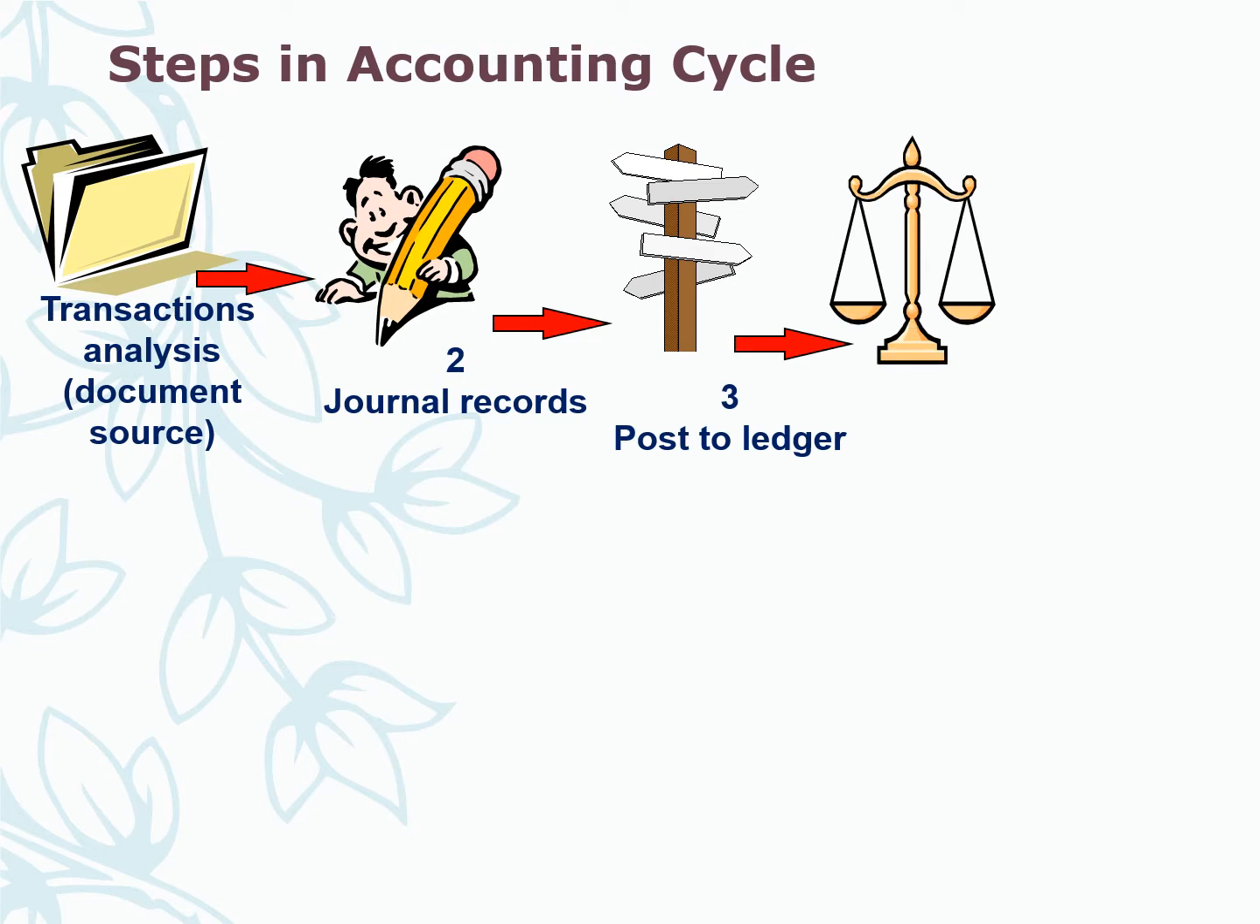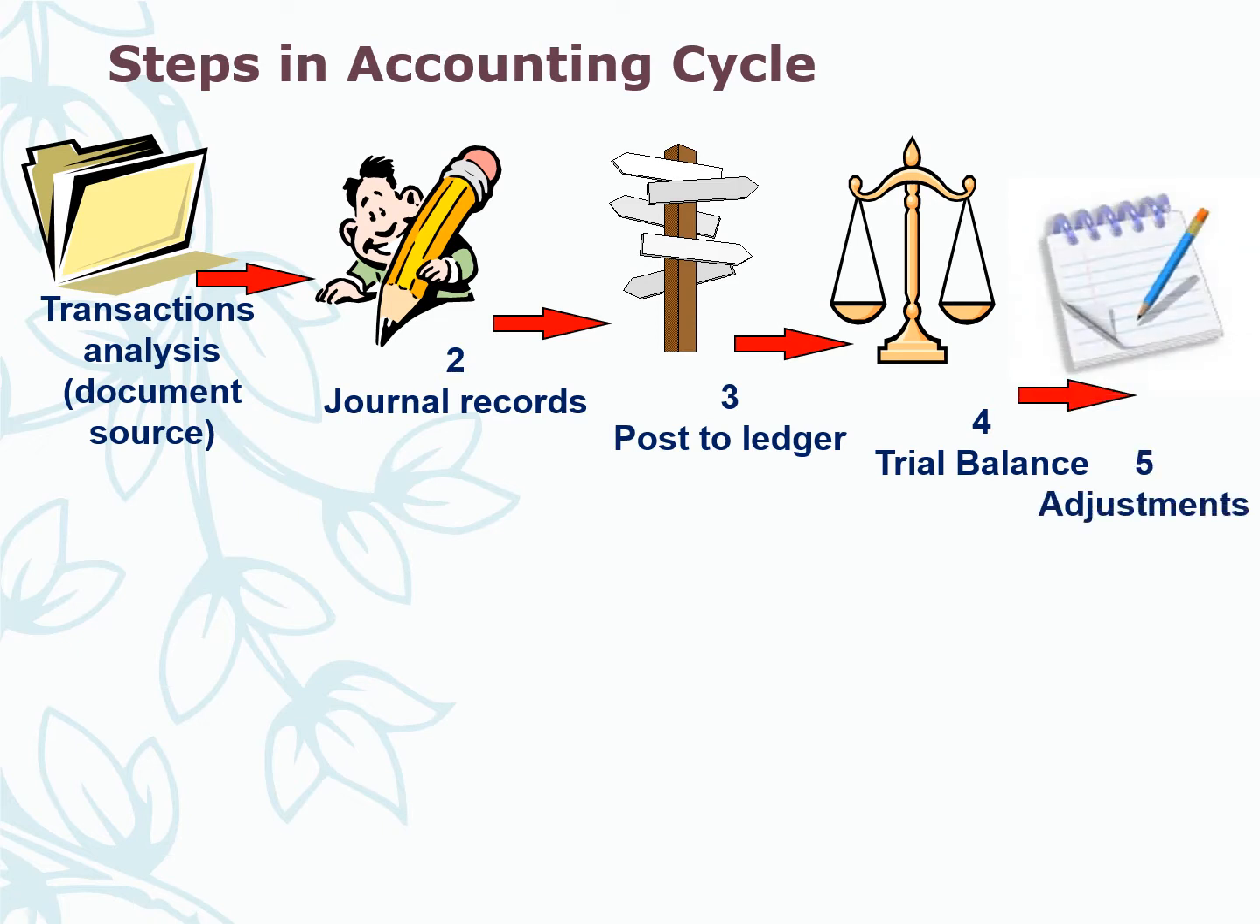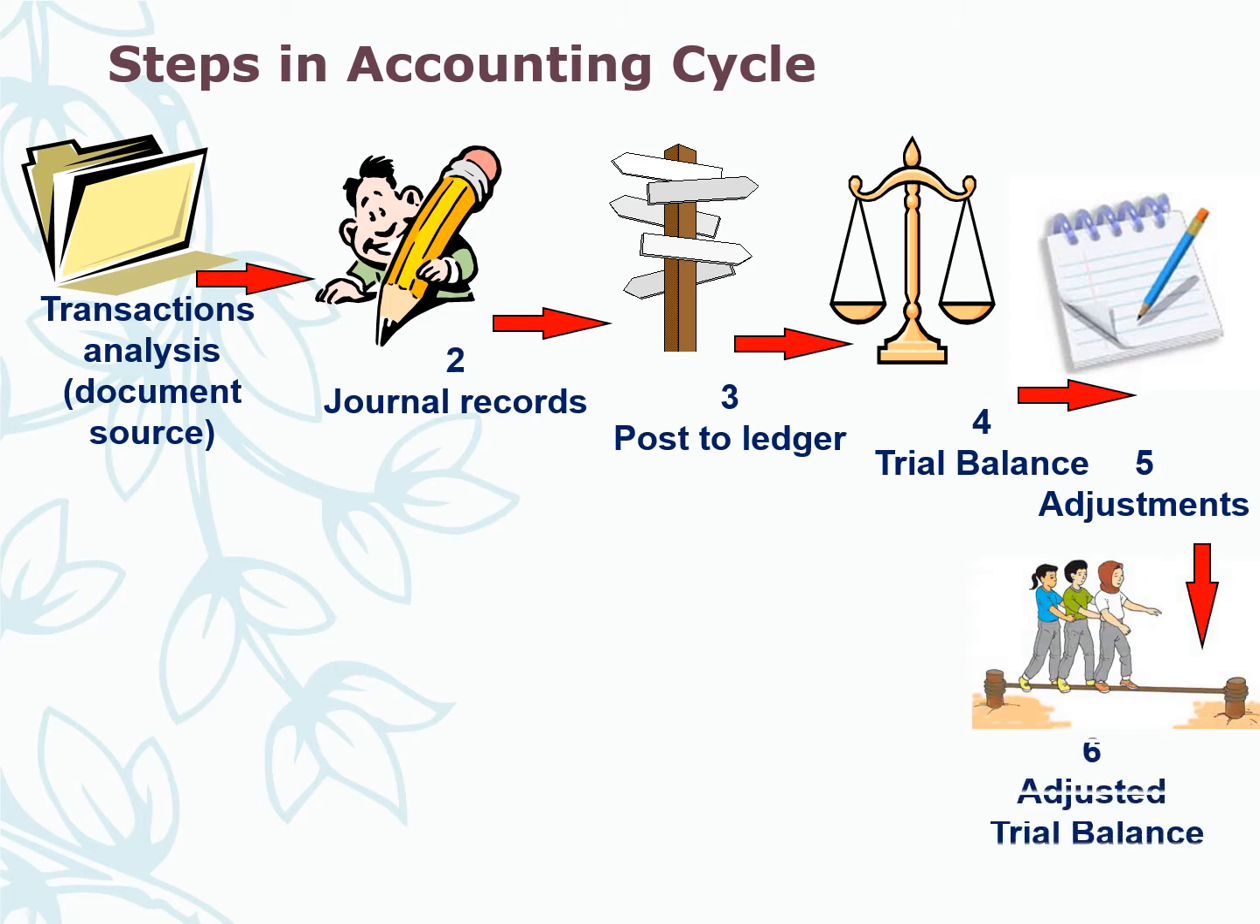Then, the fourth step is to prepare the trial balance. The fifth step is adjustment. That is, we journalize and post adjusting entries, for example, deferrals or accrual. The sixth step is adjusted trial balance. That is, we prepare adjusted trial balance after the adjustment entries.